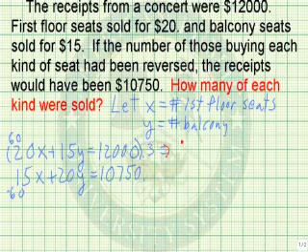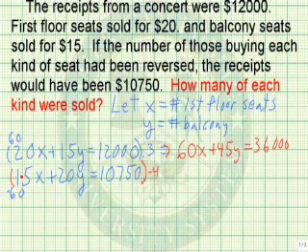3 times 20x would be 60x. 3 times 15 would be plus 45y. And 3 times 12,000 would be 36,000. The second equation, how do we get from 15 to negative 60? Let's multiply by negative 4. Negative 4 times 15x will give us negative 60x. 20 times negative 4 is negative 80y. And negative 4 times 10,750 will be negative 43,000.